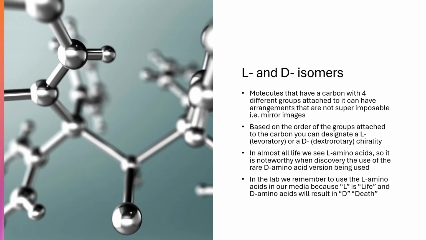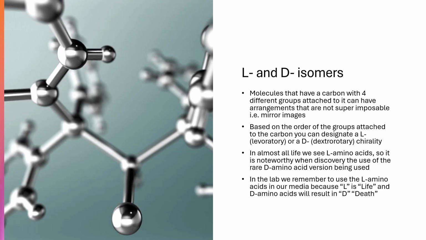And we're going to see that in any center that has four different groups attached to it. Carbon, being happy with four bonds, oftentimes has four things attached to it in organic chemistry. And so we're going to find that these centers are oftentimes chiral. Based on the order the groups are attached, and this is a bunch of organic chemistry rules, you can designate a left or right, an L or a D, levorotatory or dextrorotatory chirality.